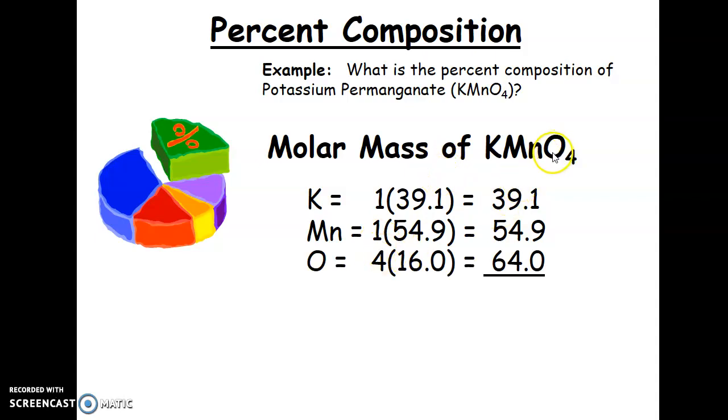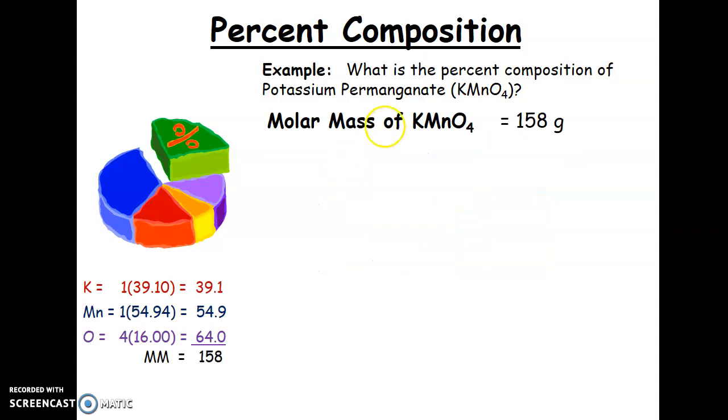The atomic mass of oxygen is 16, multiplied by 4, which is the subscript. So you multiply 16 by 4 and that will give us 64. So the total mass is going to be 158. So this is the total mass for the potassium permanganate. Now we want to look at the percentage composition of each of the elements.